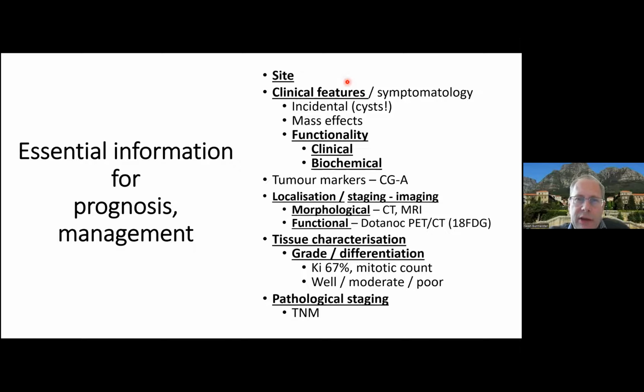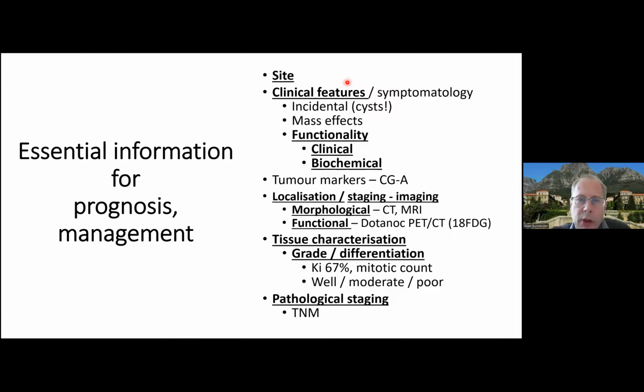Patients, if they do present symptomatically, will either present as a result of mass effects, although that is less usual, or functionality. And it's important to appreciate that when you interrogate functionality, you need to be looking at both clinical features and biochemical markers. And when we call a tumor a functional tumor, we imply that both of these are present. So there are both clinical features and biochemical features that suggest this is a functional tumor.